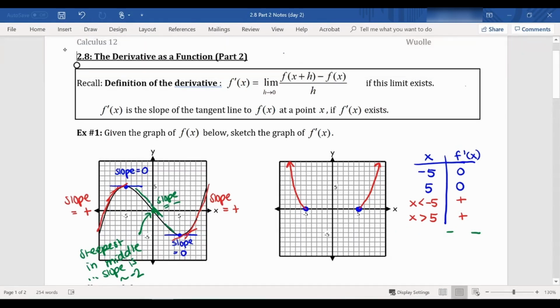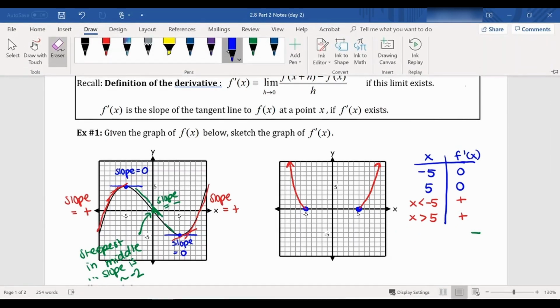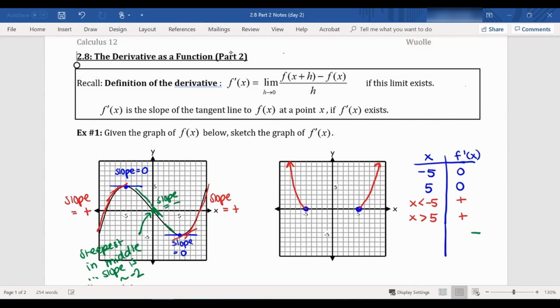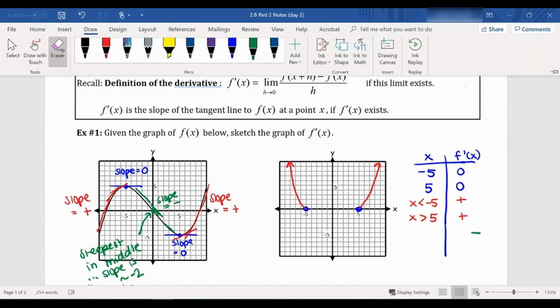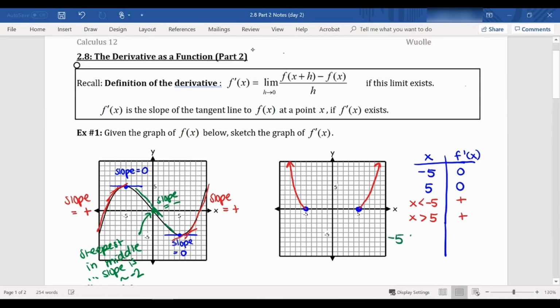Can't fit all that in there. Let's make my table a bit bigger and make this a little nicer. Okay, my slopes are negative, so they need to be down below the x-axis. And it looks like the smallest one is about -2, and it's in the middle of the two of those blue points there. So I'm going to draw it like this.